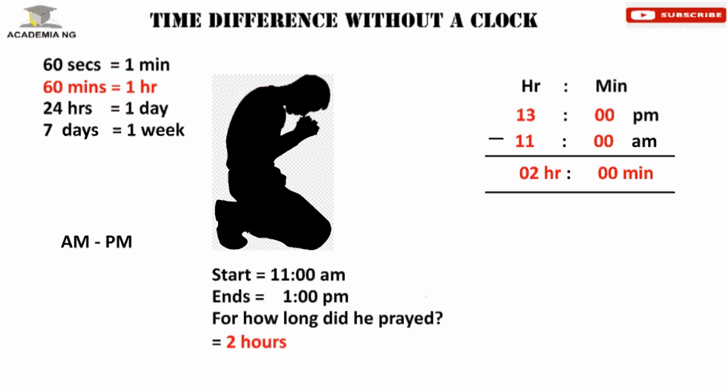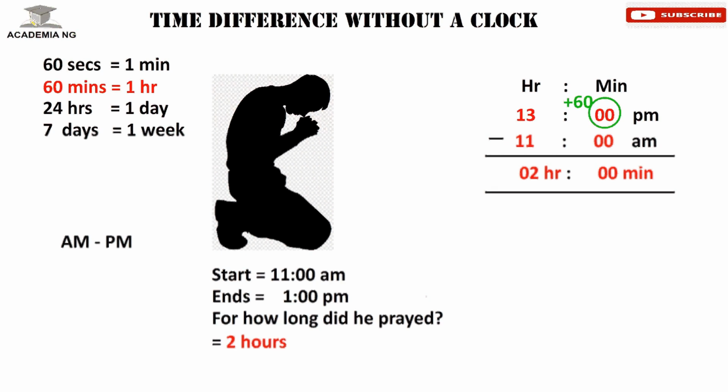Understand that when we have a lower numerator on the hour side, we add 12 to it. And when we have a lower numerator on the minute side, we borrow an hour from the hour side and it becomes 60 minutes. Then we add 60 minutes to the numerator before subtracting.